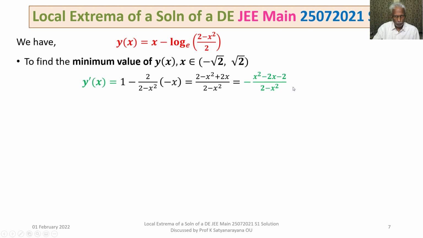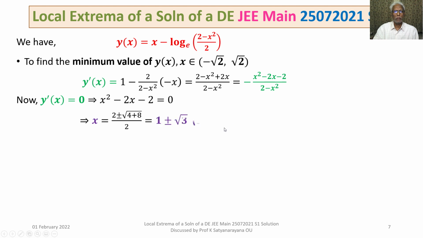And to find the maxima minima, we have to compute the first derivative and equate it to 0. Then we get the critical points. So now y prime x is equal to 0 will imply x square minus 2x minus 2 is equal to 0. That is a quadratic, and we have the solutions x is equal to minus b plus or minus under the square root of b square minus 4ac by 2a, and that is computed. We got 1 plus or minus root 3. These are the critical points.